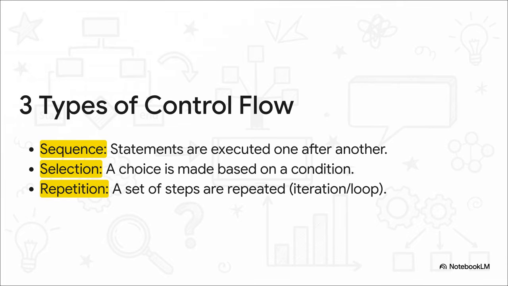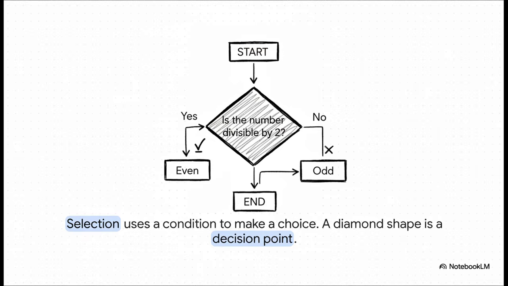First is sequence, just do one thing after another, in order. Second is selection. This is where you make a choice, like an if-else condition. And third is repetition, doing something over and over again. We call this a loop. Let's take a look at selection.